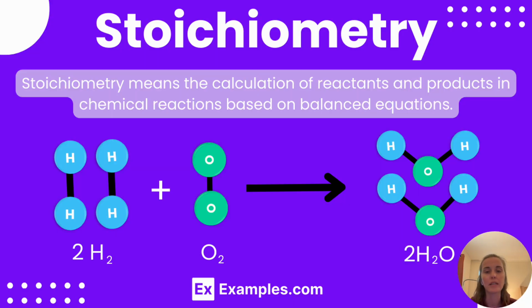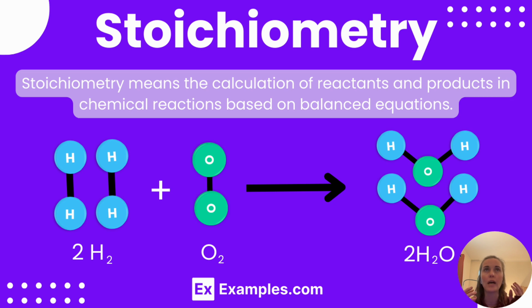Stoichiometry means the calculation of reactants and products in chemical reactions based on balanced equations. It's like, what? Stoichiometry, you're just looking at your coefficients in a balanced equation. So it's a mathematical relationship between how many reactants you have and how much product you have.